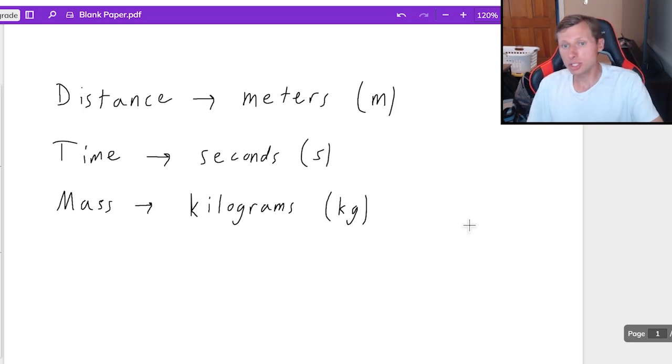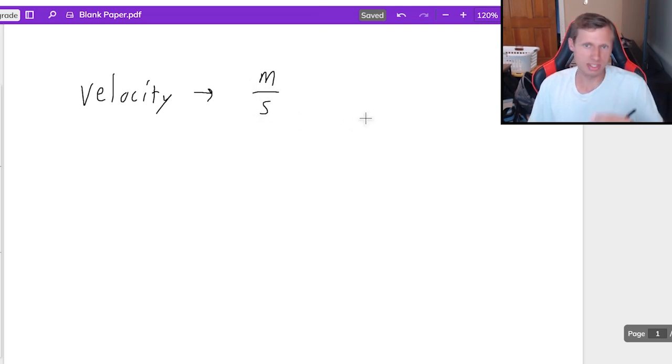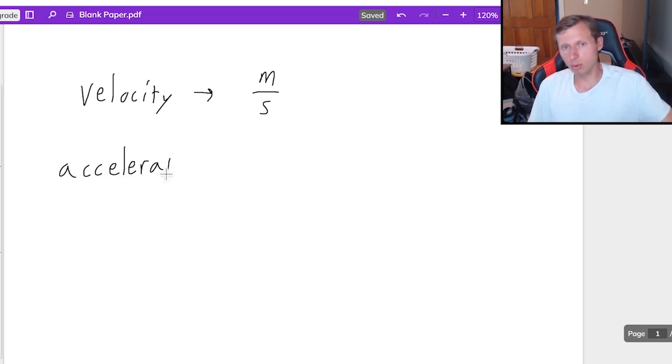There are many units in this class that just use these three quantities. So for instance, when we run into velocity or speed, that has units of meters per second, or meters divided by second. Acceleration, another extremely important concept in physics, has the units meters per second squared.